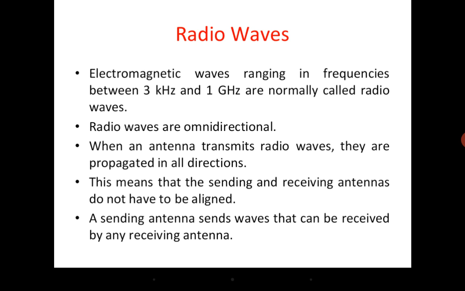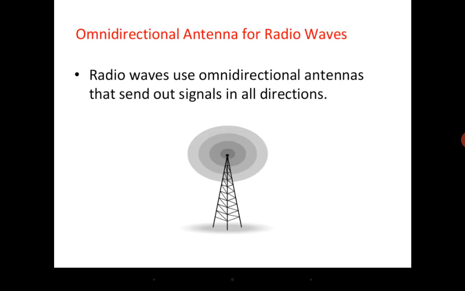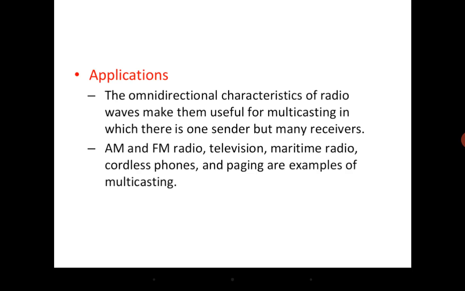In these radio waves, there are lots of advantages and also some disadvantages. The first advantage is it can propagate in all directions. Everyone who has a device that is capable of receiving these radio waves can receive the data. The disadvantage is that this data can be received by unintended users also. For radio wave transmission, omnidirectional antennas are used. The omnidirectional antenna looks like in that picture. It can send out signals in all directions.